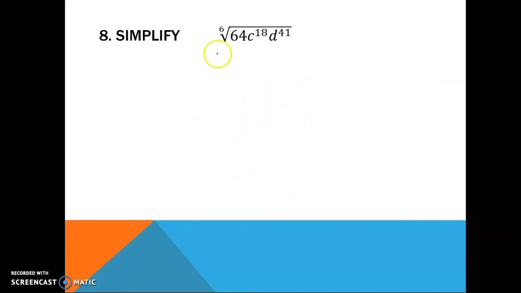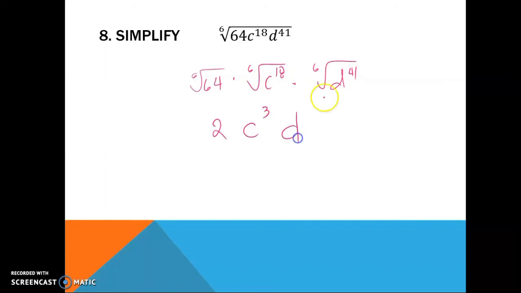Next. Okay, o, 6th root ni 64 times 6th root ni c raised to 18, and then 6th root ni d raised to 41. So, ang 6th root ni 64 ay 2. 6th root naman ni c raised to 18, o, 18 divided by 6 ay 3. Tama? And then, d. Ilan ang 6 meron sa 41? So, meron tayong 6. Then, 6th root of, ano yung natitira? 5. Okay? So, yan na yung final answer.